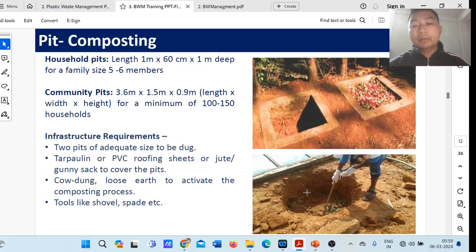This is a pit. It can be circular, or you can dig a rectangular one also. So this type of method is pit composting, and depending on the cow dung, loose earth is used to activate the composting process. Tools like a shovel and spade, you can just go through it. So this is one type of composting you can do in your garden also.